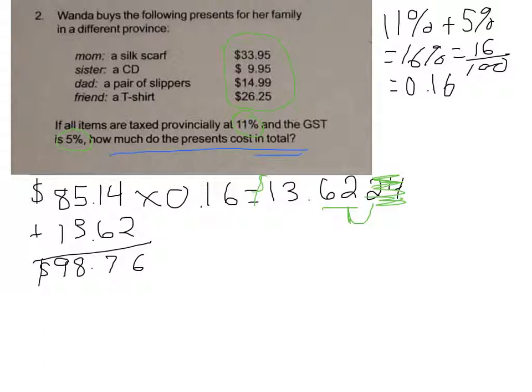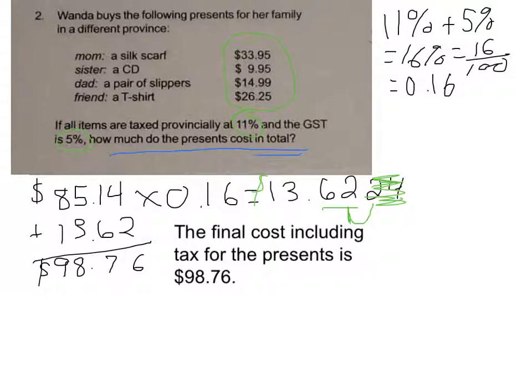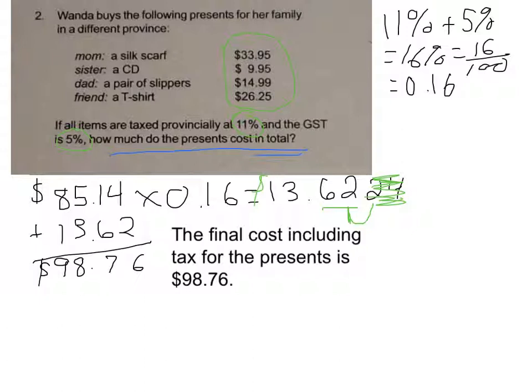I'm going to do the final step first, then I'm going to show one other way that some of you were doing. So my final step, of course, is to put the final cost, including tax, for the presents: $98.76. Again, I've included the dollar sign. I'm done. It's there. And I'm happy.